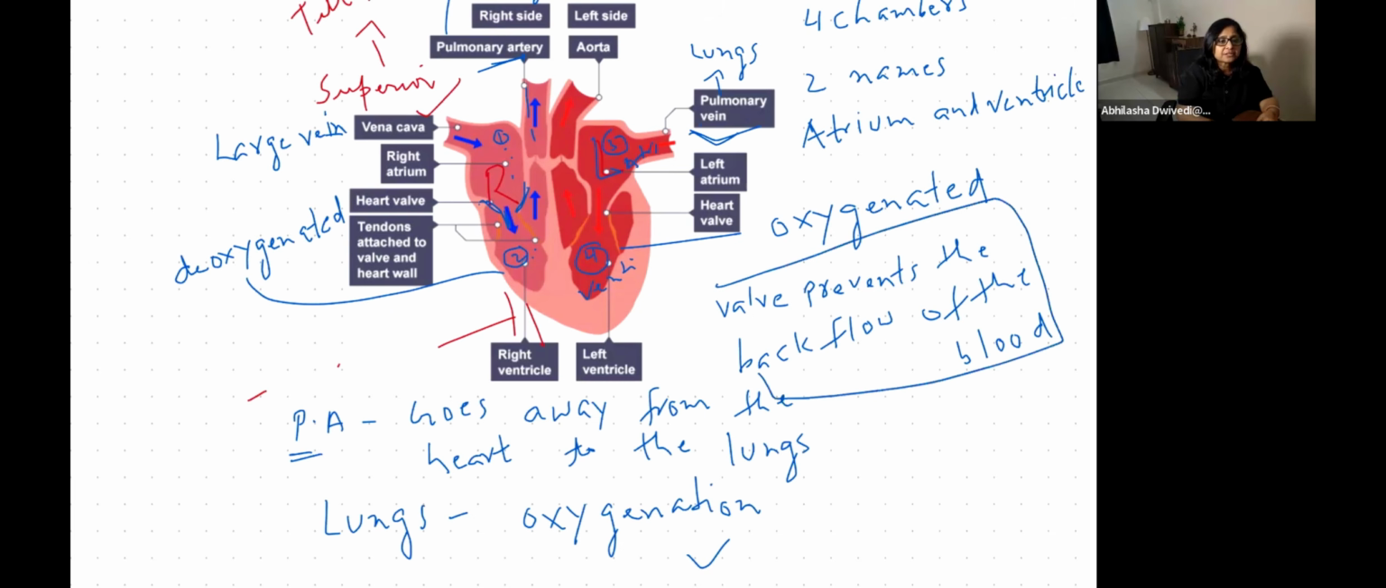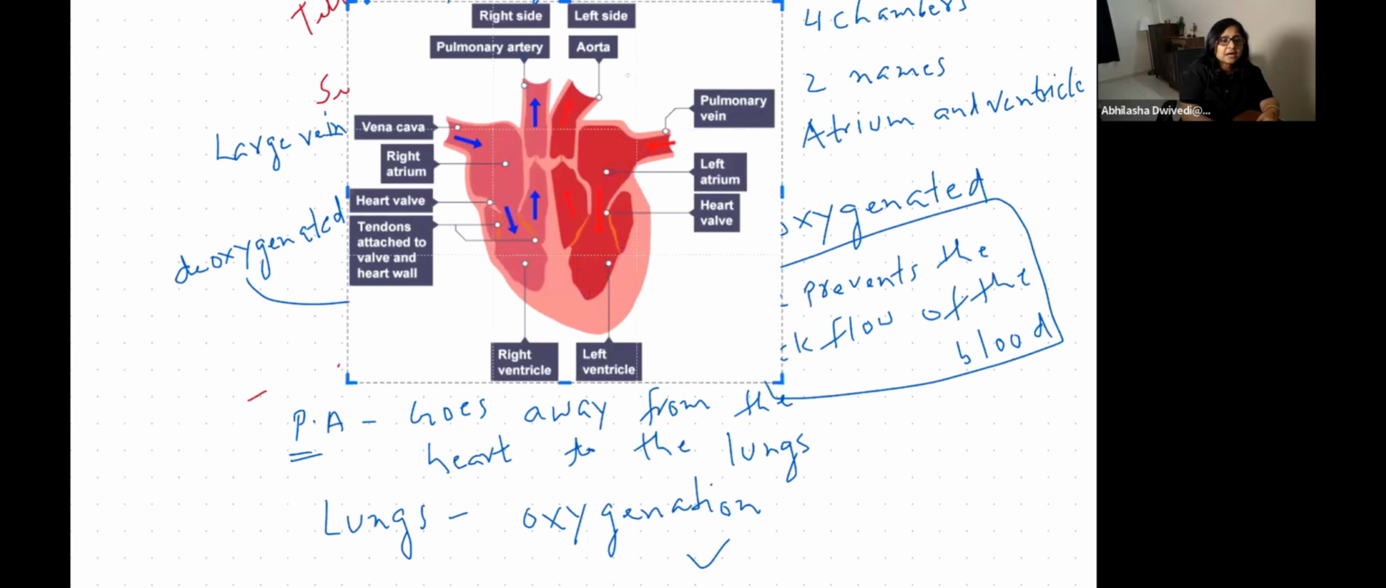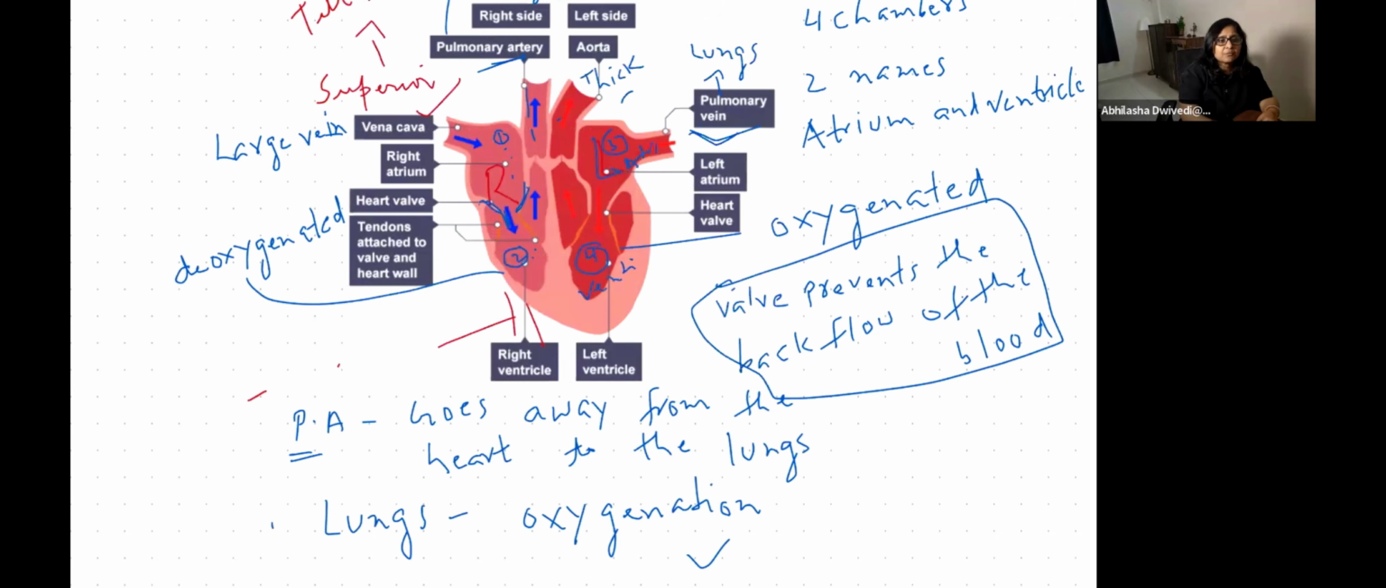And then from here, it goes to the aorta, and aorta means what? Thick, just a second, thick artery, and goes to the body.